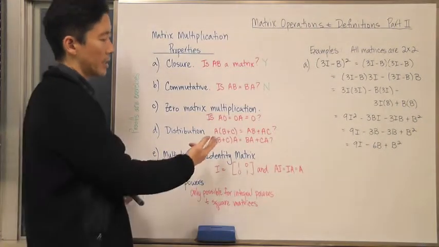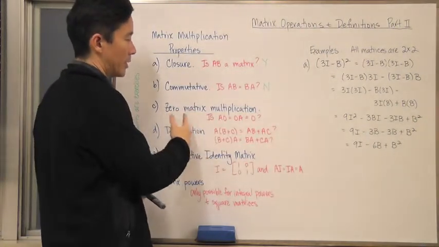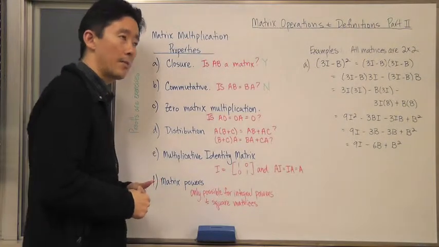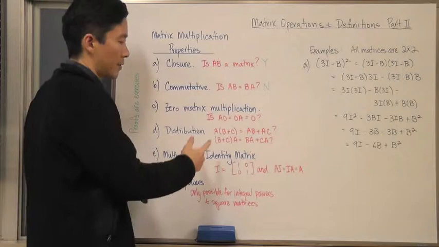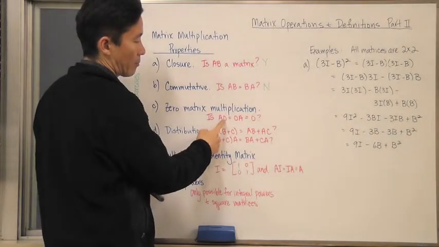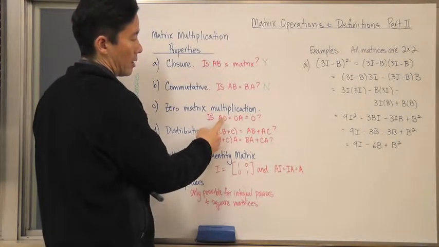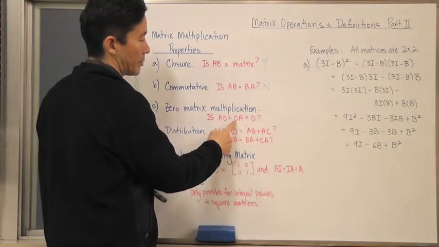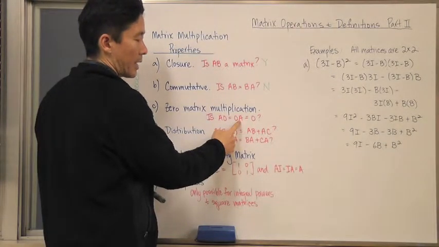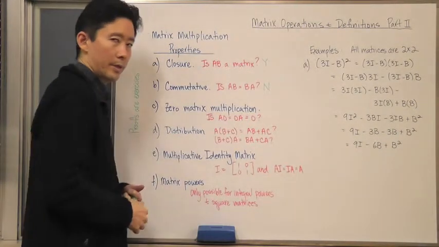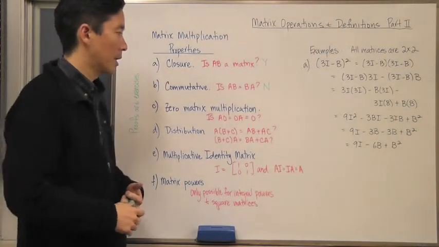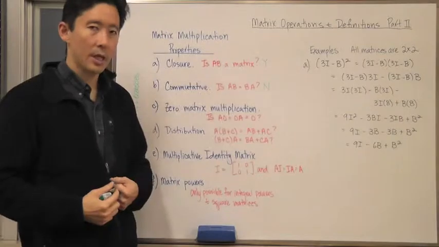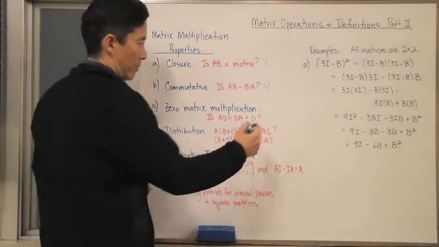Matrix multiplication says if you have the zero matrix, which is of course a matrix that has all elements equal to 0, and you take that zero matrix and right multiply it to A, and you take that zero matrix and left multiply it to A, will you still come out with the zero matrix? And the answer, of course, is yes, because all of the elements in the zero matrix are 0.